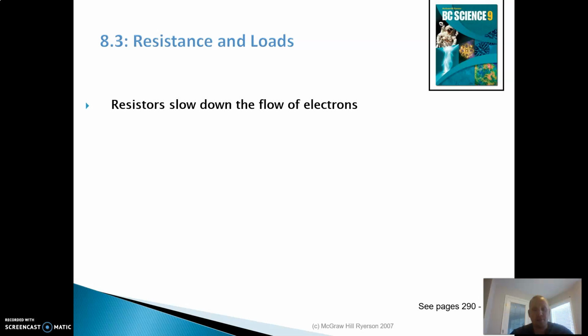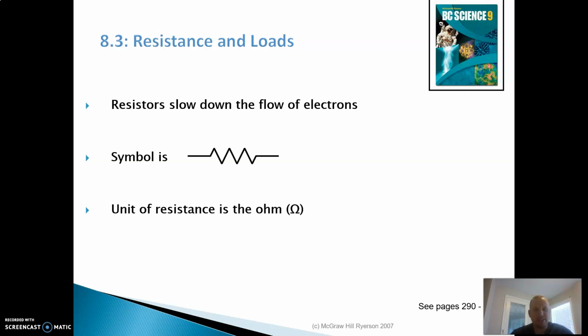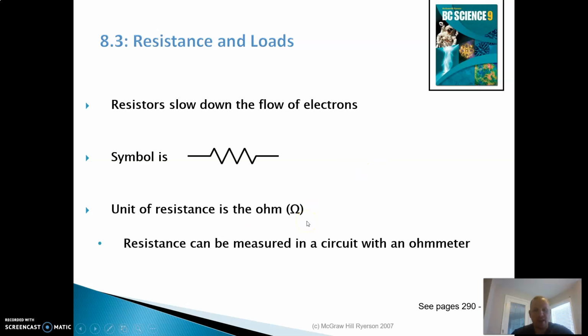The next basic part of electricity we're going to talk about is resistance, which is when things slow down the flow of electrons. Here's a symbol for resistance. Resistance is measured in units called ohms. Here's a symbol for ohms, and it's measured using an ohm meter.